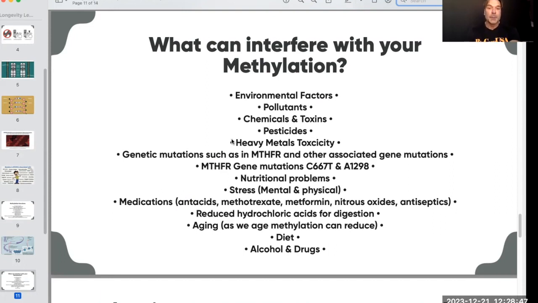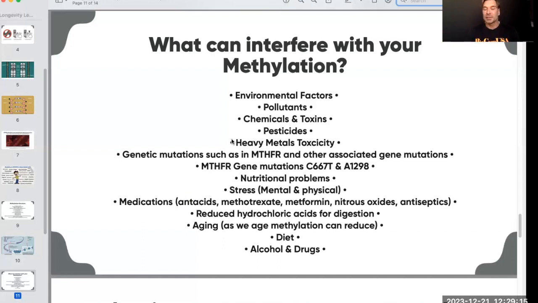And then we also have methotrexate, which is a medication that's used for cancer. Metformin, which is a diabetes medication, but the metformin we're going to talk about more, but that one is also used for longevity and anti-aging quite a bit, because it has a lot of great benefits. However, it can interfere with the methylation if you take it every day and if you take too much.